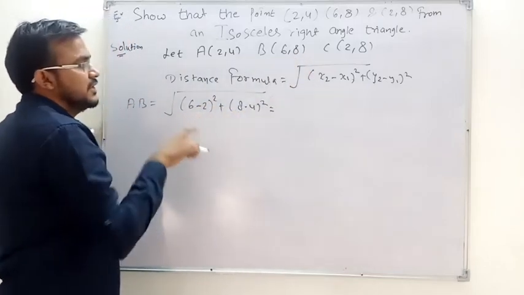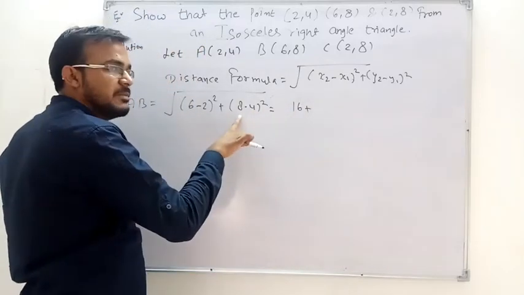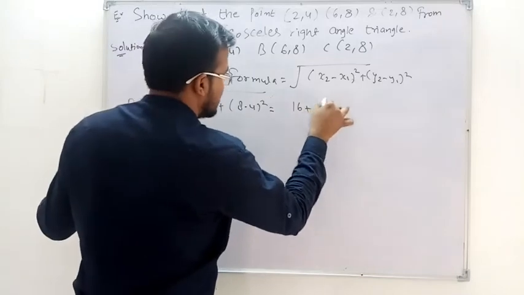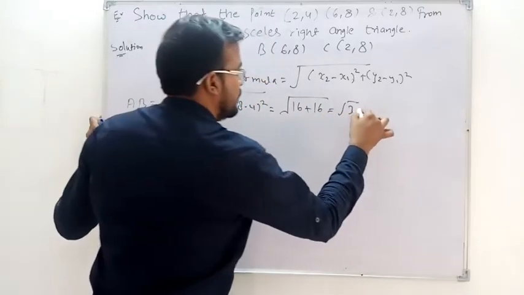So here x2 is 6 minus x1 is 2, square, plus y2 is 8 and y1 is 4. Now solving this, we get 4 and the square of 4 is 16. Similarly, 8 minus 4 is 4 and the square of 4 is 16. So the distance AB is root 32 unit.